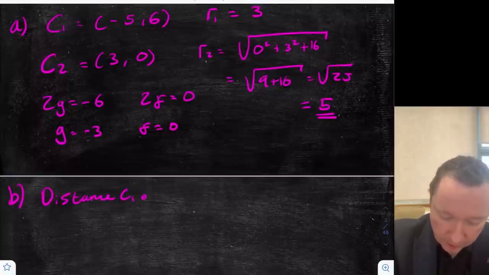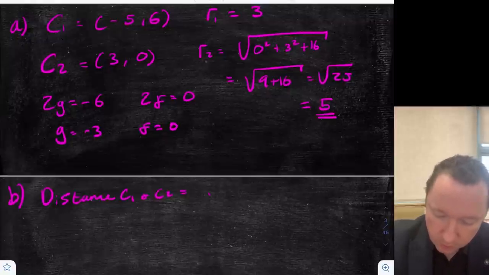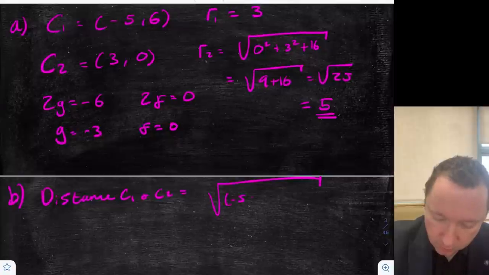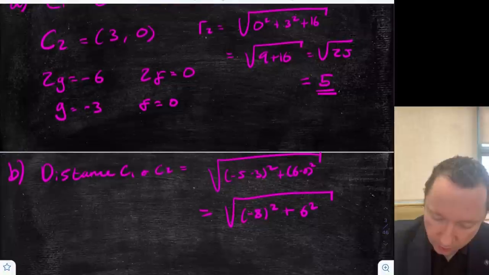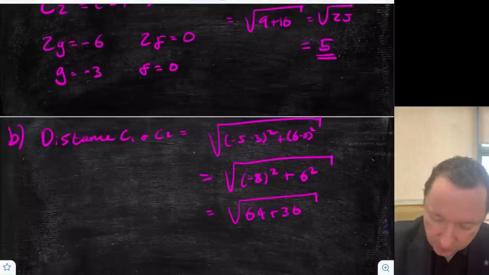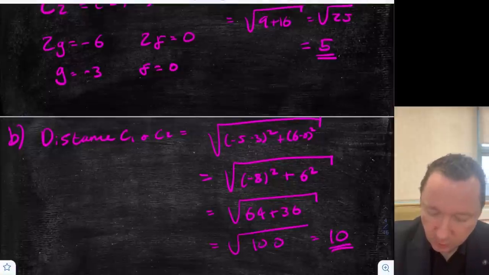So our distance between C1 and C2, well, that's just Pythagoras, so it's (-5 minus 3) squared plus (6 minus nothing) squared, distance formula. So that is the square root of (-8) squared plus 6 squared. That's the square root of 64 plus 36, square root of 100, which equals 10. So there's the distance between the centres.